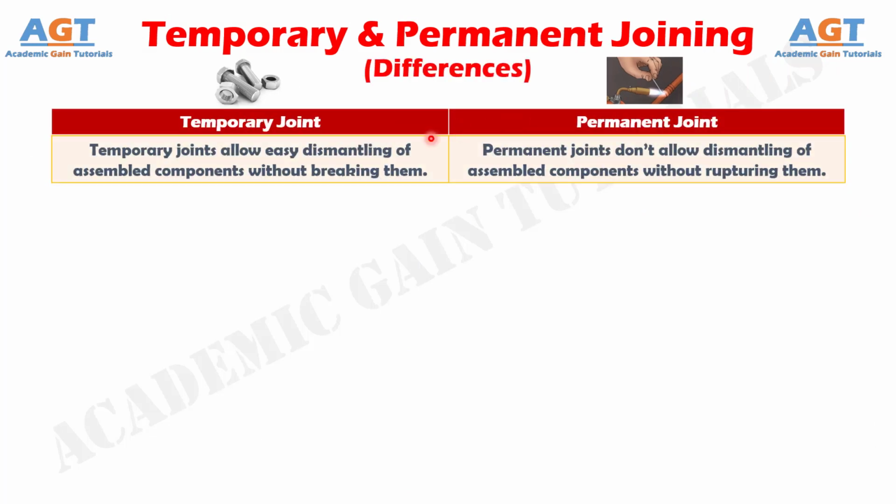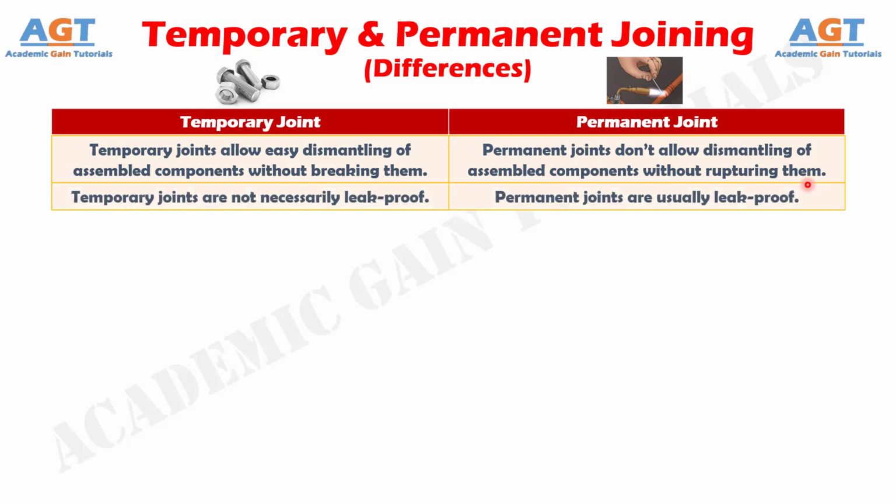Difference number 1. Temporary joints allow easy dismantling of assembled components without breaking them, whereas permanent joints don't allow dismantling of assembled components without rupturing them. Number 2. Temporary joints are not necessarily leak-proof, whereas permanent joints are usually leak-proof.